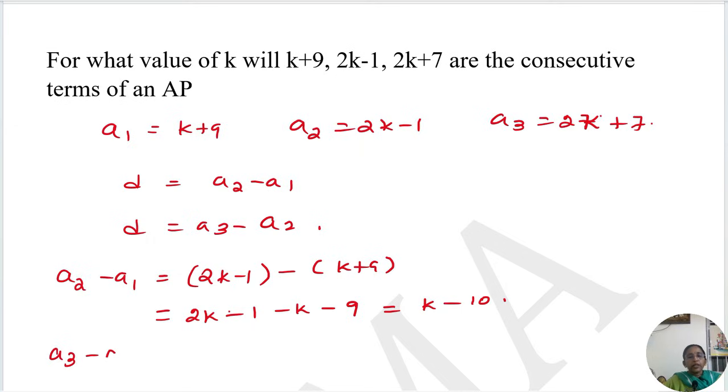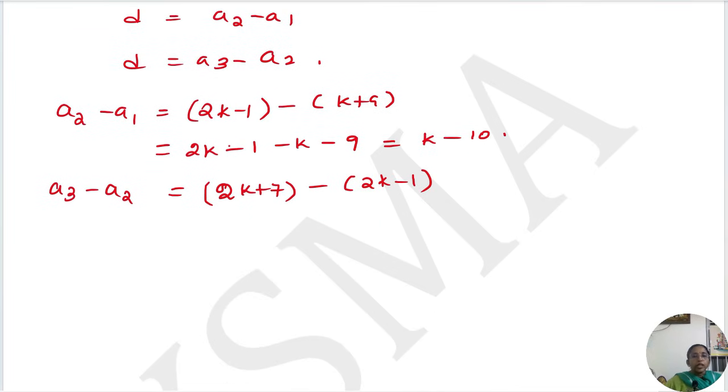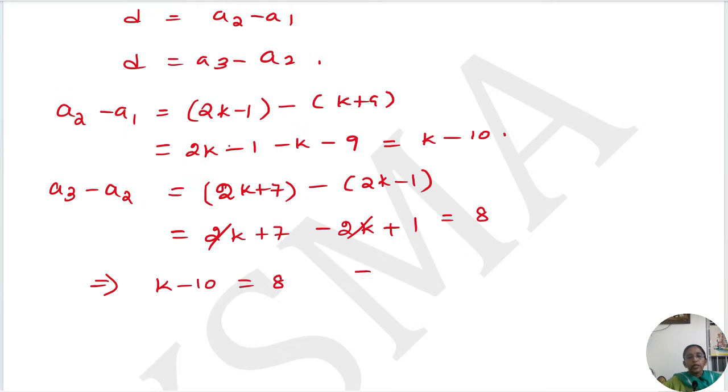And similarly A3 minus A2 can be calculated: 2k plus 7 minus (2k minus 1). Now take your negative inside properly. So 2k plus 7 minus 2k plus 1. So this is equal to 8. Now we can equate our values. So k minus 10 is equal to 8. So k is equal to 18 is our answer.